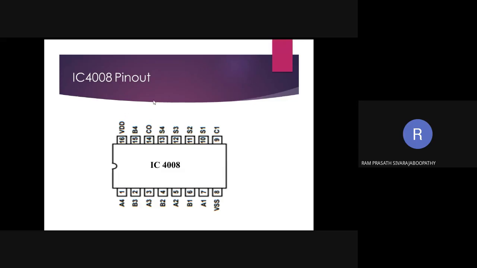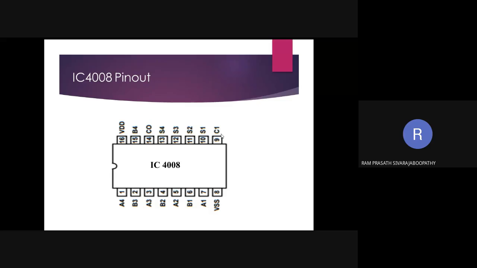Then for power supply we are having two pins, VDD and VSS. Is it clear for everyone? So it has the provision to add two 4-bit numbers and produce a result as a 4-bit number plus a carry. Right? It additionally has a carry input. Is it clear for everyone? Have you got an idea how to use this IC?